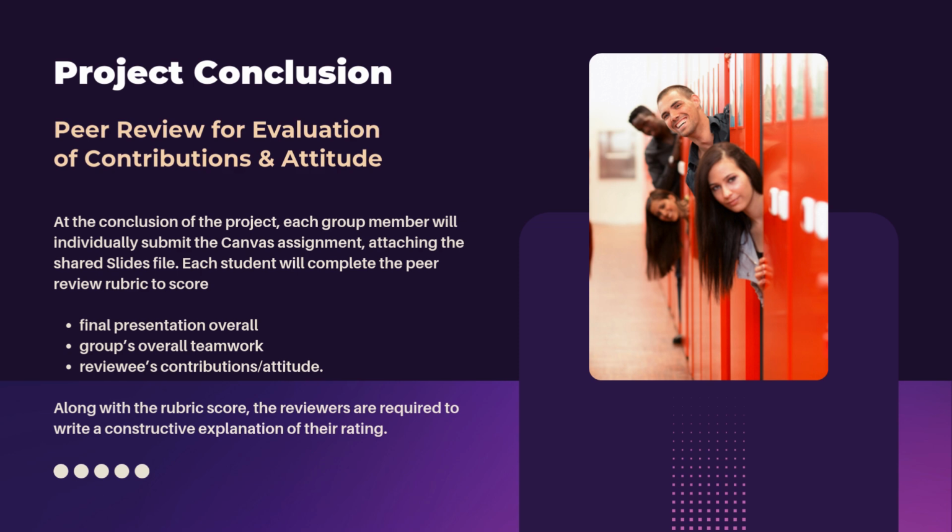After they submit, each student will complete the peer review rubric to score the final presentation overall, their group's overall teamwork, and the reviewees' contributions or attitude. Along with the rubric score, the reviewers are required to write a constructive comment to that reviewee explaining their rating.